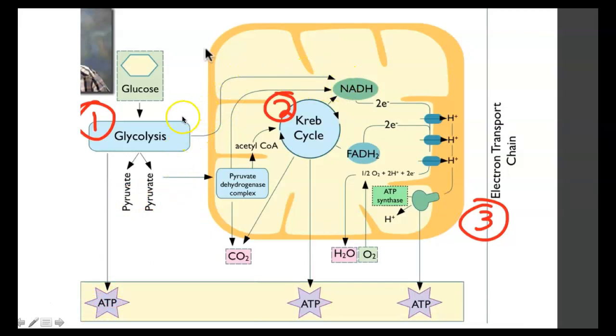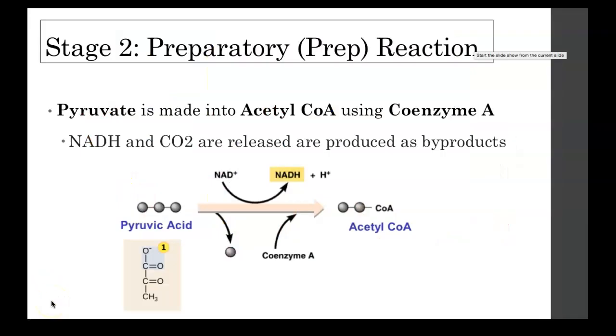So now we're going to continue on in cell respiration, and we are going to go to the prep stage. So now we're going to enter the mitochondria. We're going to talk about what's going to happen to these 2 molecules of pyruvate. Okay, so now we're going to talk about stage 2 of cell respiration, which is called the prep stage or the prep reaction.